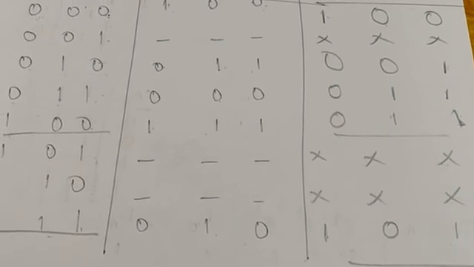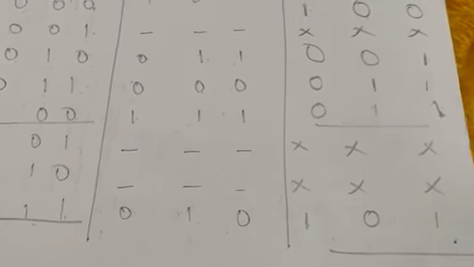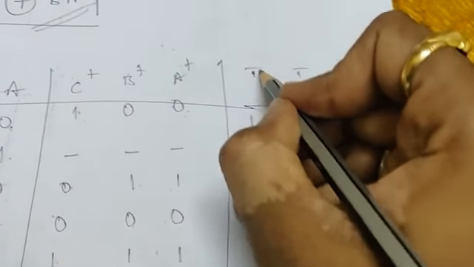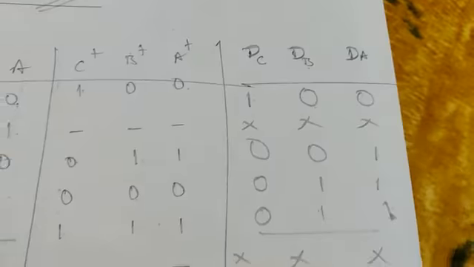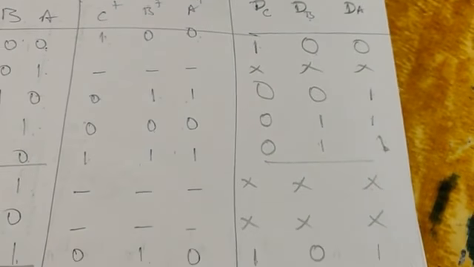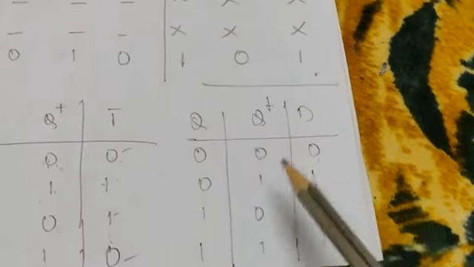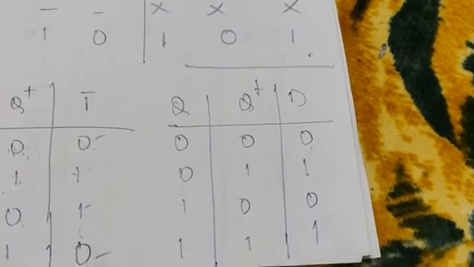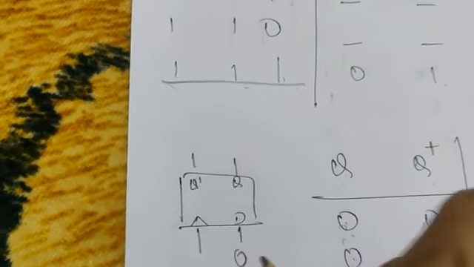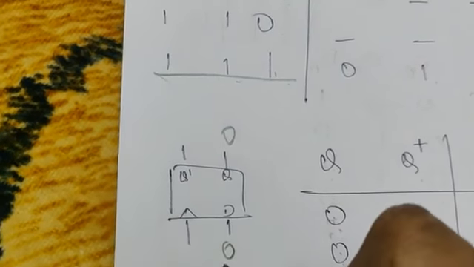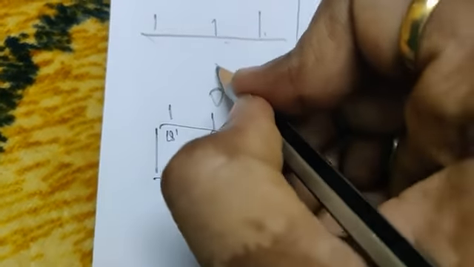But when it comes to D flip-flop, so this is DC now. So I'm going with the D flip-flop: DC, DB, DA. We need to fill DC, DB, DA, so we need to refer to the D flip-flop table. In case of D flip-flop, you know that, if I'm passing 0, the output is 0. If I'm passing 1, the output is 1.